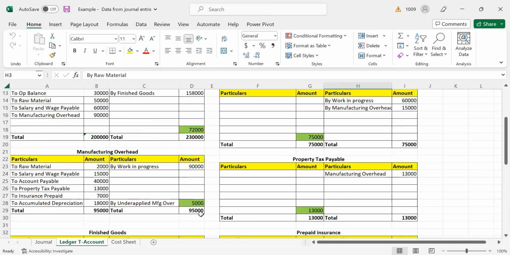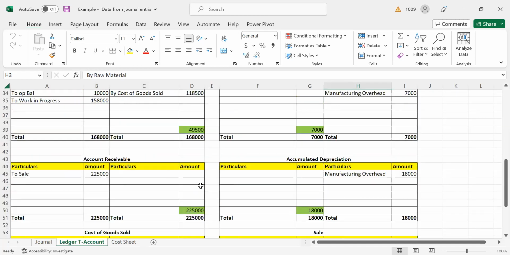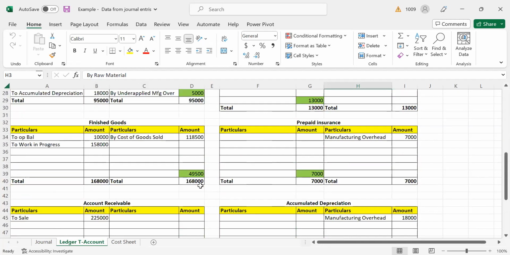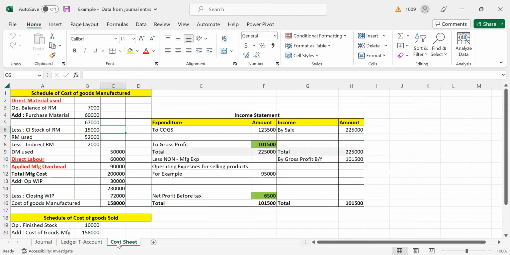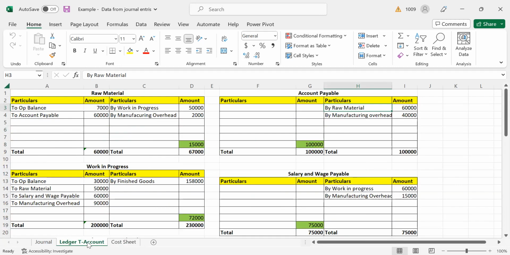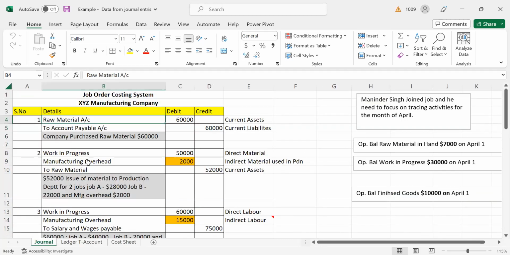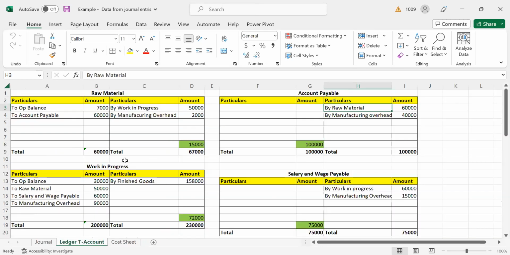Once I have done all these journal entries here step by step, then the next step will be the cost sheet. Prepare the cost sheet. Now look a little bit further. The second entry is the work in progress of 50,000. Okay, go to the work in progress account, and write 50,000 on the debit side.